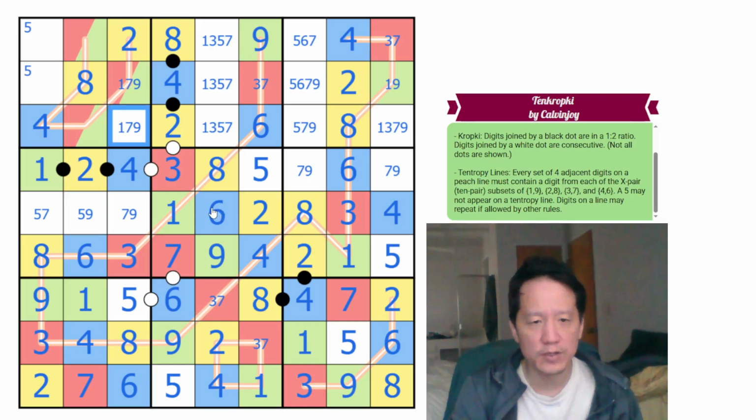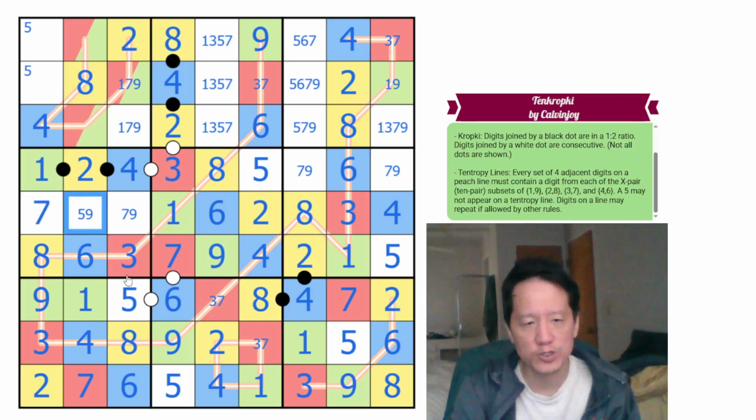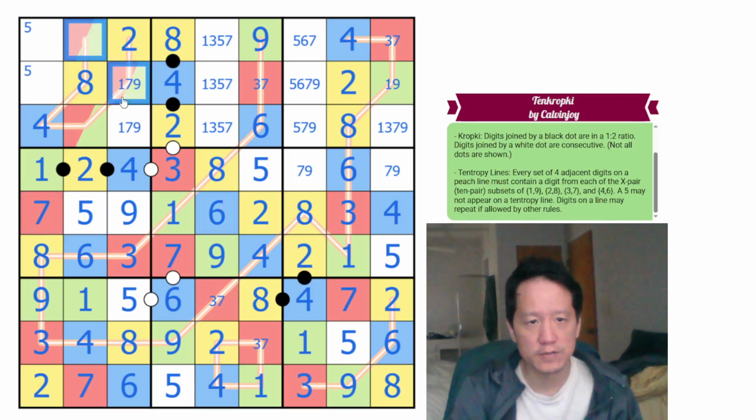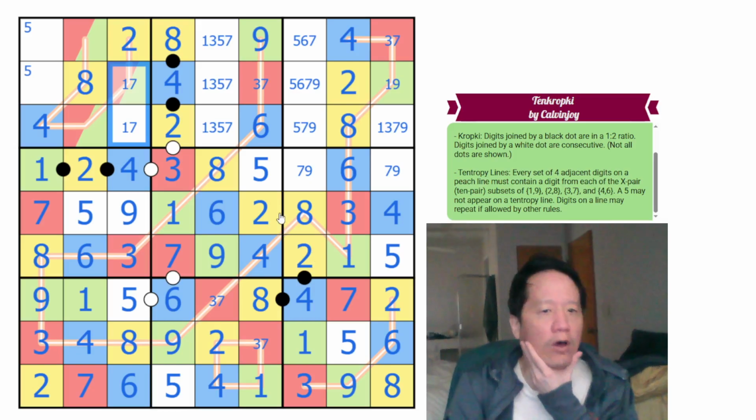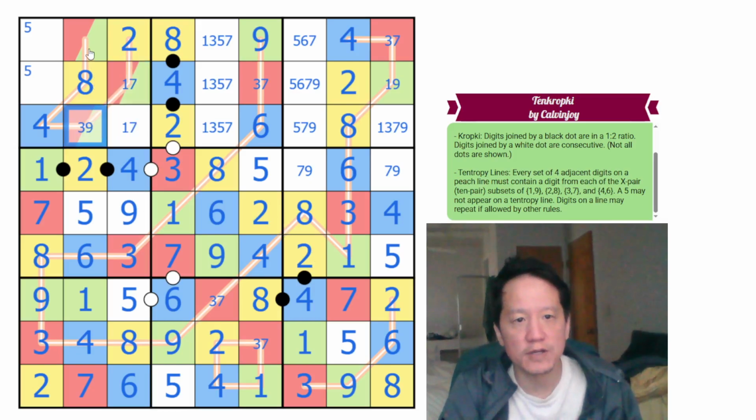5 can no longer be here. So 5 is one of these two, which means this can't be 5. So this is 7, which makes this 9, which makes that a 5. This is red. So we need, well, this is 9. So neither of these can be 9. This has to be a 3, 9, 3, 9 pair. And again, this can't be 9, so this must be 3.